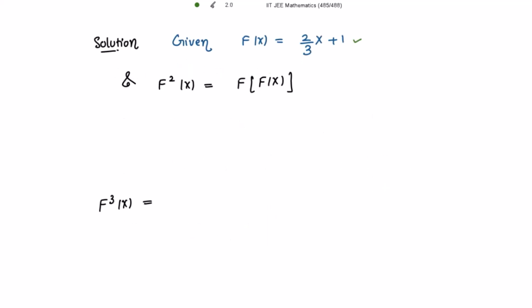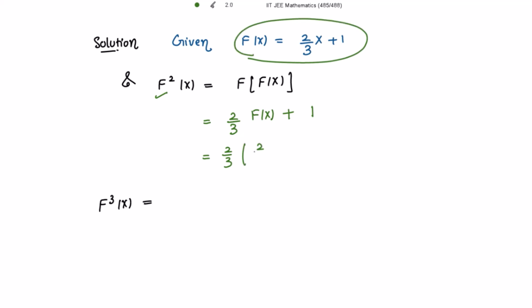So this function is given to us, and also f square x equals f of f(x). Let's find this. Replacing this x with f(x), this is 2 divided by 3 times f(x) plus 1. Further, writing f(x) completely, this is 2 divided by 3 times (2 divided by 3x plus 1) plus 1. Leave this as it is.